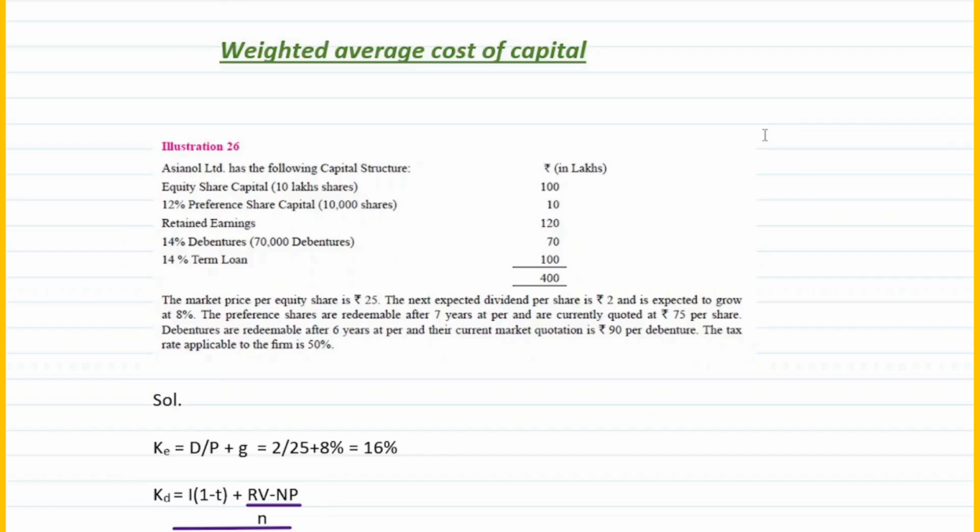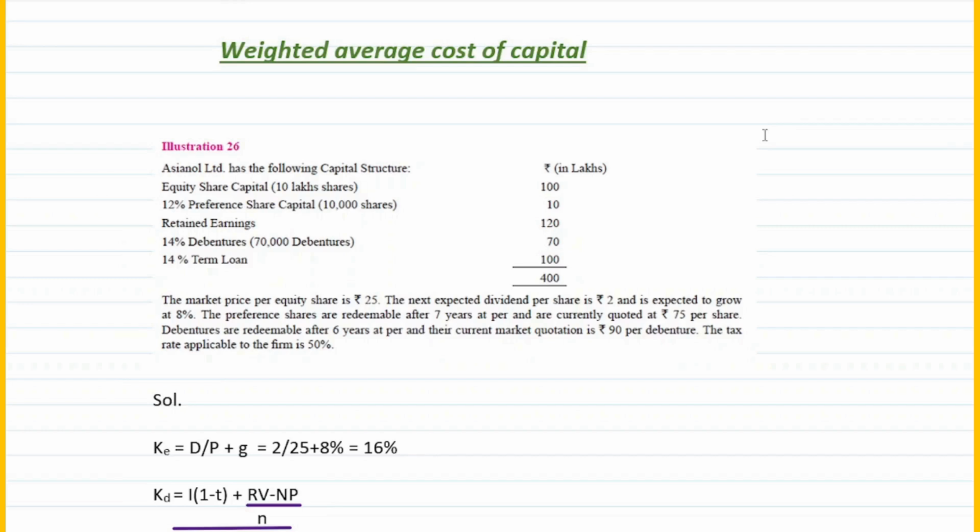Today we'll be catching up on weighted average cost of capital. So WACC is basically when you assign individual weights to specific elements of capital and multiply it with the individual cost of capital and then aggregate it, then it is WACC. So we'll just go with the questions.